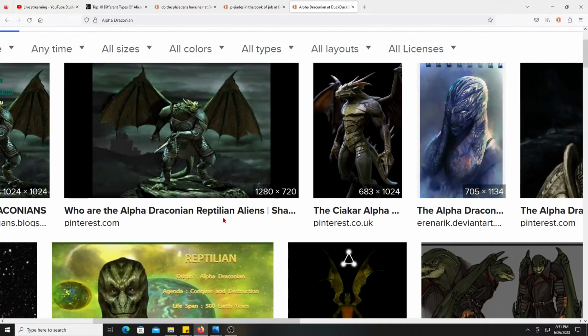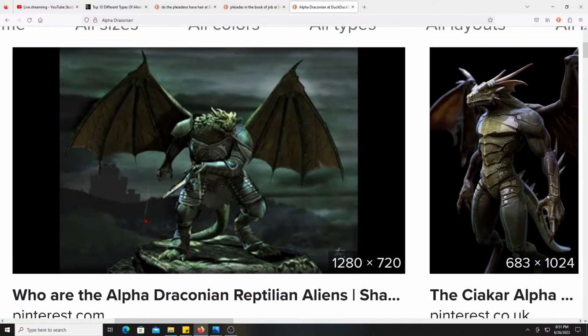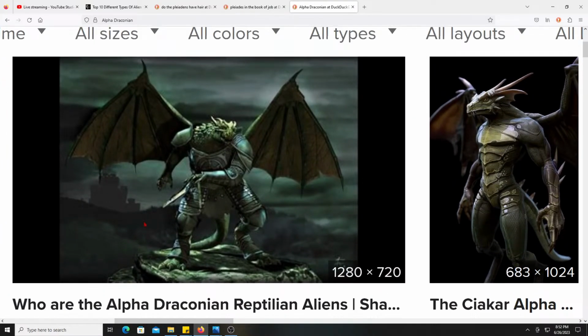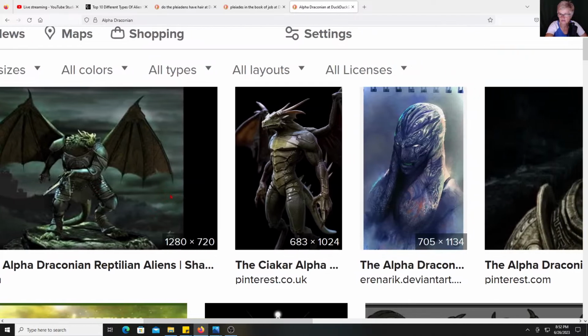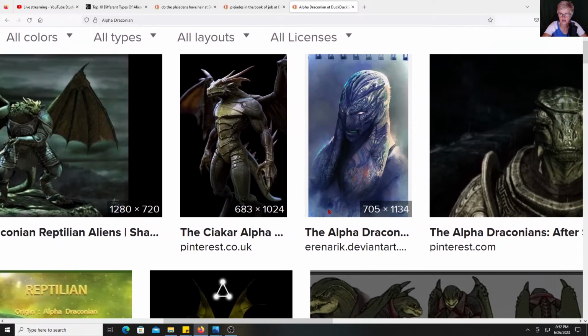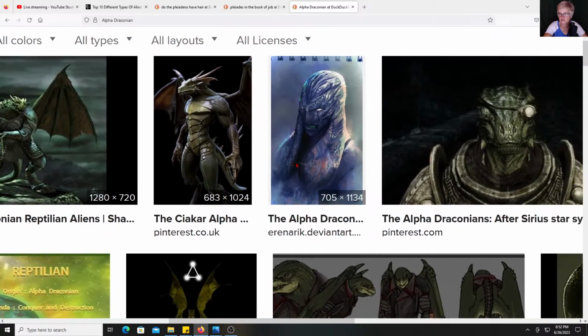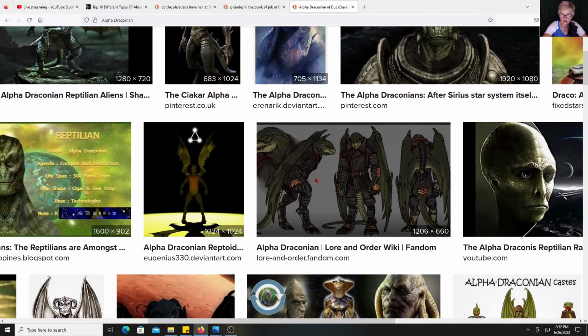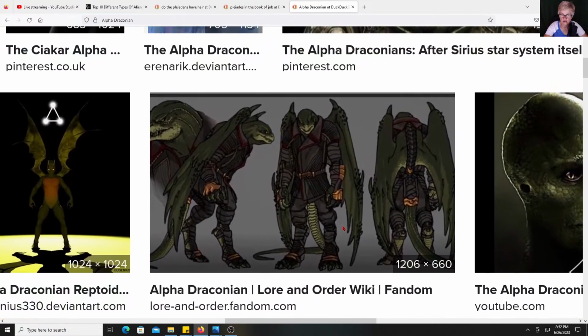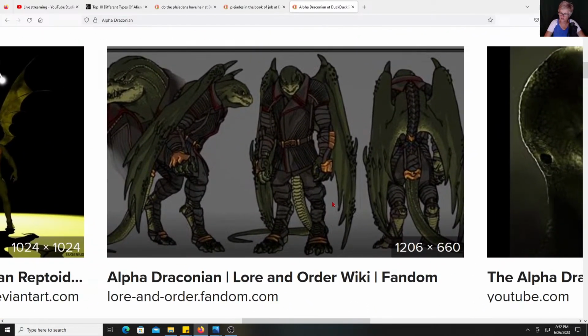Well, this one right here has some wings, who are the Alpha Draconian reptilian aliens. I didn't know they had wings. Did you know they had wings? They got the tail. Oh, wow. Look at that. Looks like it's got great big gigantic earlobes. Are they like gargoyles? Do you think they're gargoyles?